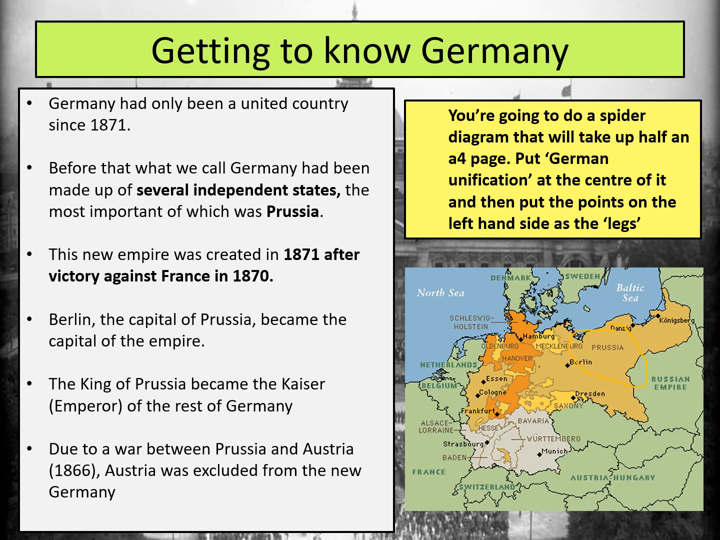Now, one of these old German states, Austria, had actually gone to war against Prussia, and so they weren't allowed to be part of Germany when it was created as this new nation. That's why they're very similar in terms of language and culture. And we saw when we did World War One how they'd fought together, but actually they weren't allowed to join this new Germany to start with.